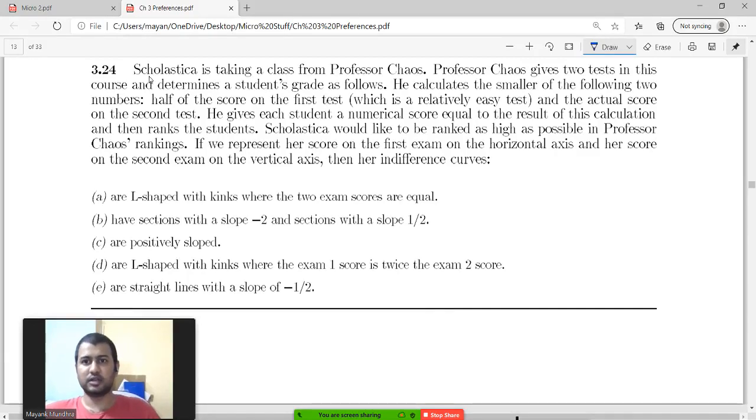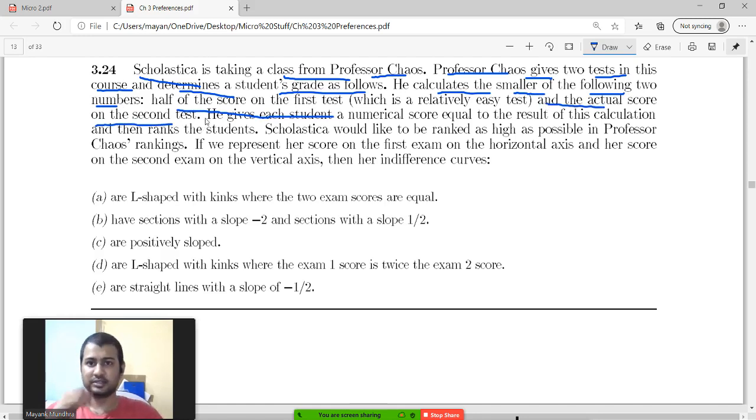Okay, Scholastica is taking a class from Professor Chaos. Professor Chaos gives 2 tests in his course and determines the student's grade as follows. He calculates the smaller of the two numbers: half of the score on the first test and the actual score on the second test. So his variables are marks 1 by 2 and marks in test 2. He gives each student a numerical score equal to the result of his calculation.